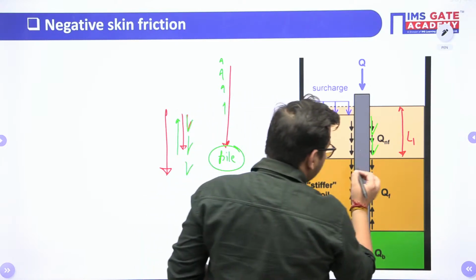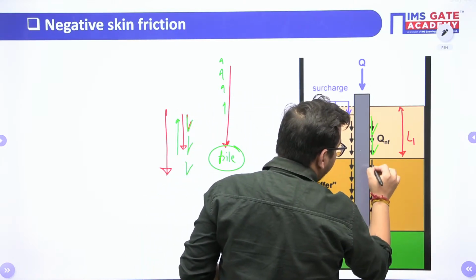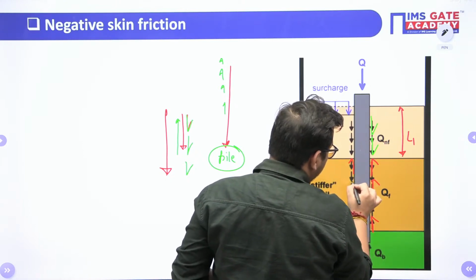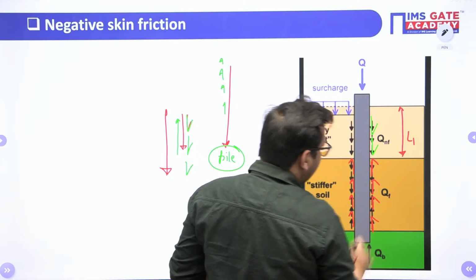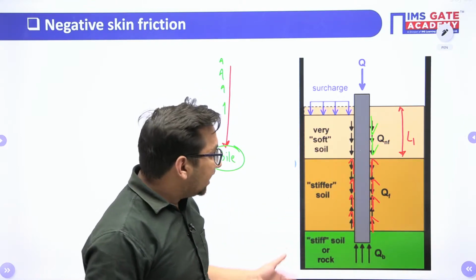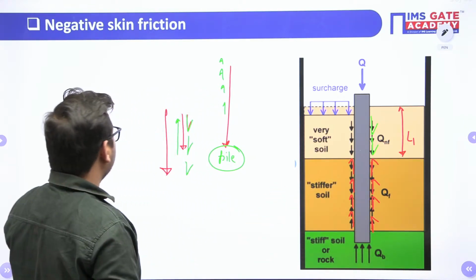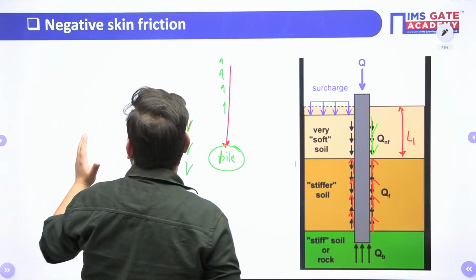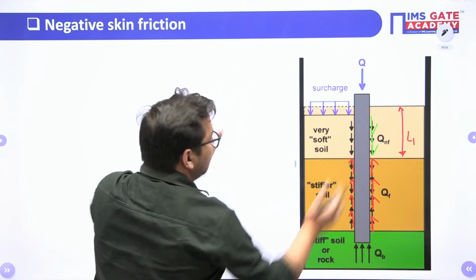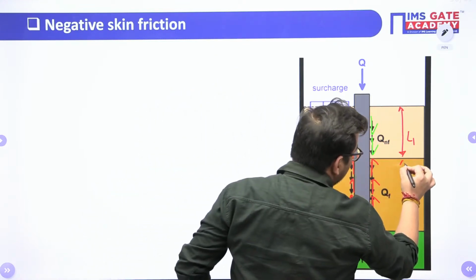For the other portion, the friction is generated in upward direction only. So here, let's suppose the friction is generating in upward direction only, as here there is no settlement of this foundation. So in that case, how to calculate the load carrying capacity? The only change will be what? Now there is a negative skin friction in L1 length. So let's suppose this is L1, this is L2.